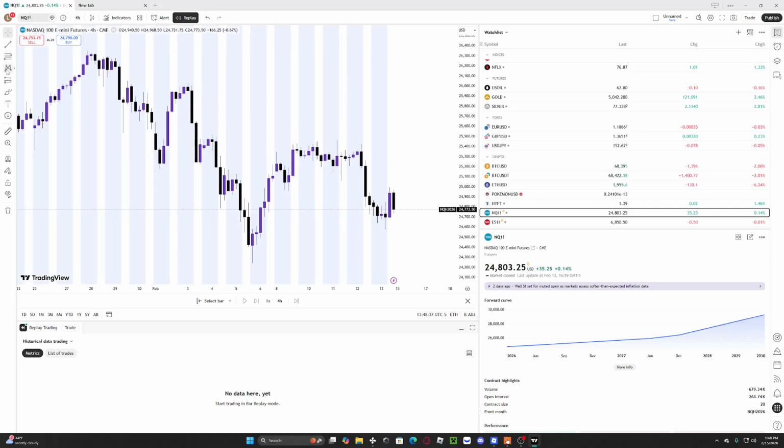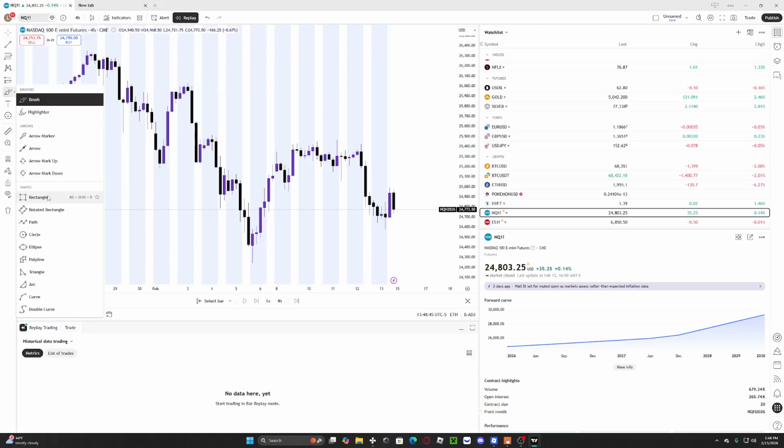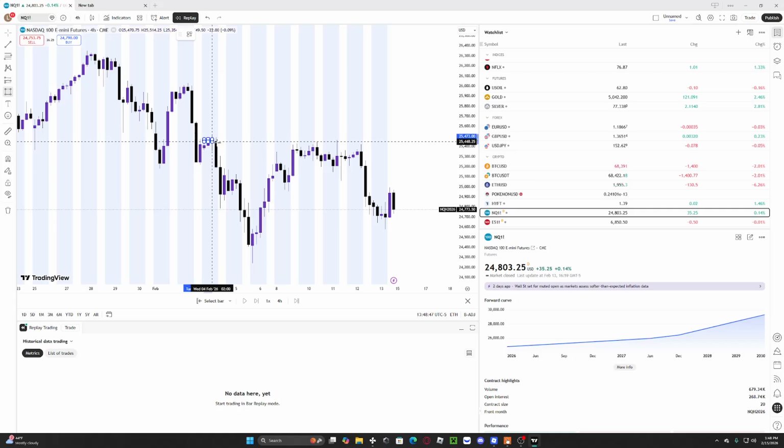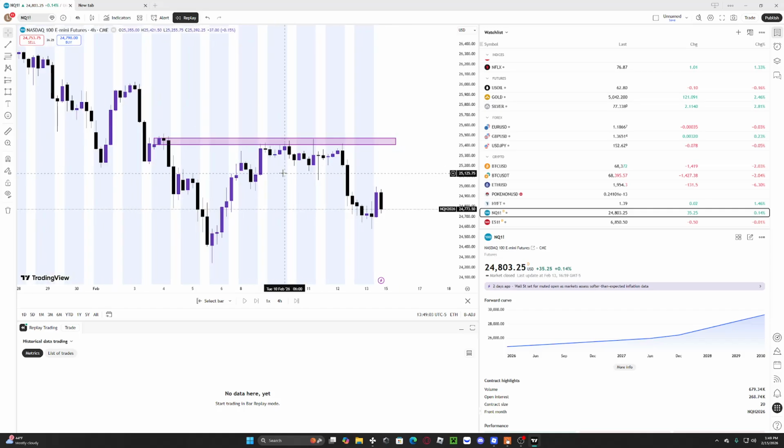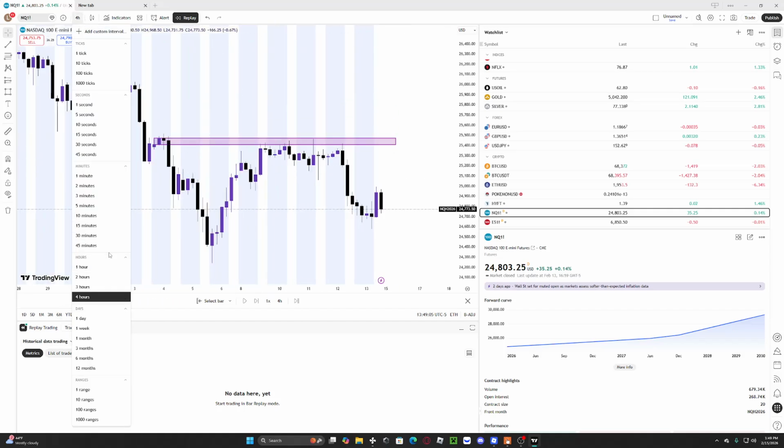So I usually mark out something like this. Oh shoot, that's the wrong thing. I mark out this order block, or something like this. We had this giant imbalance last week, which I don't want to mark out just because it'll take up the whole screen. So we have that. And then I usually go down to the 15-minute.